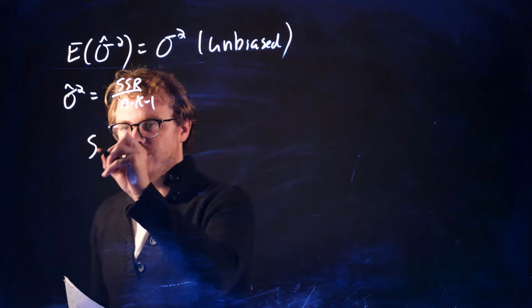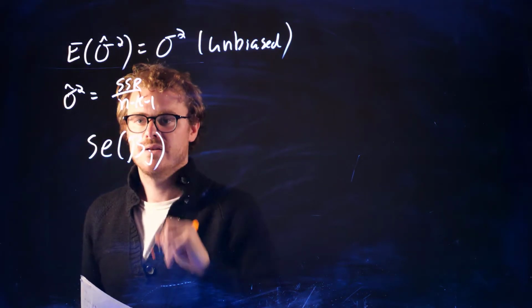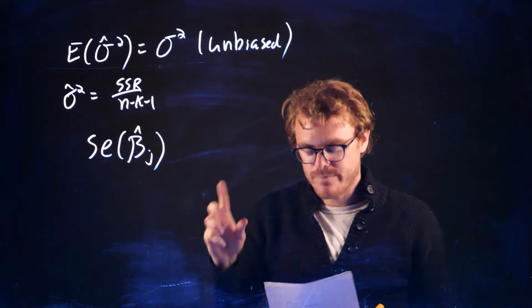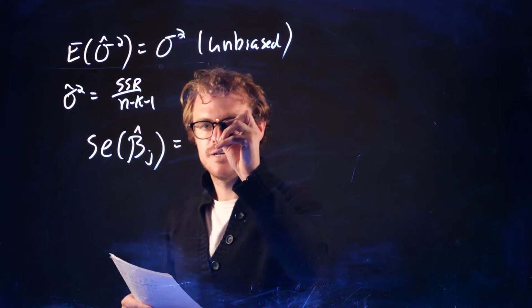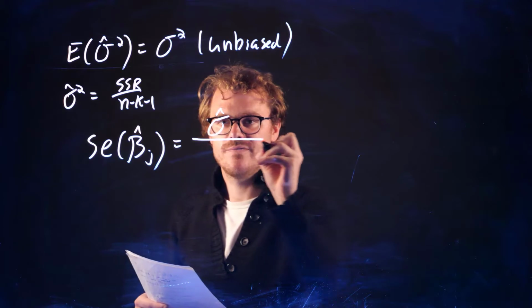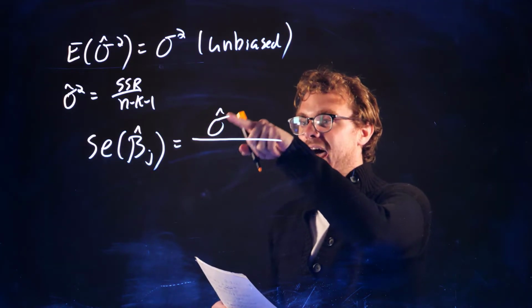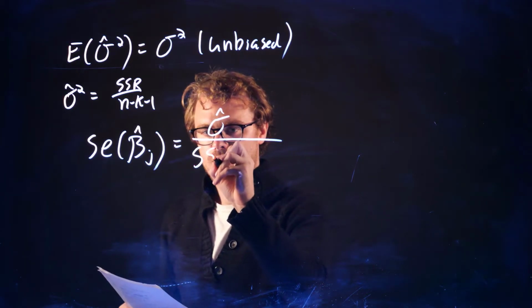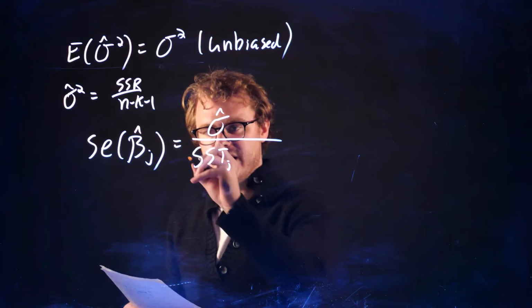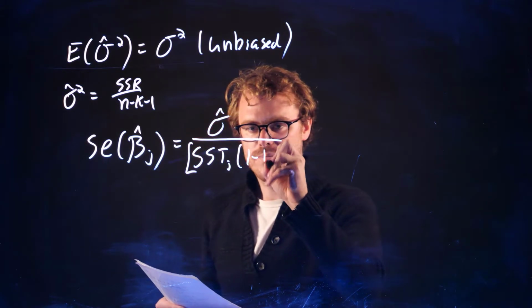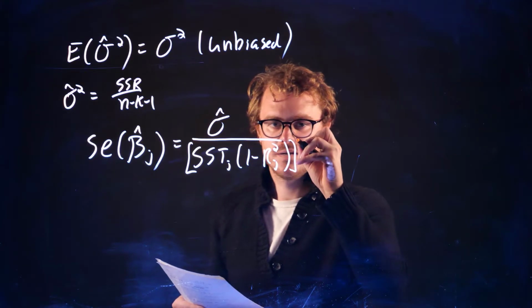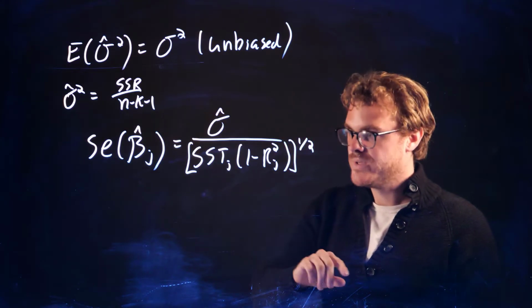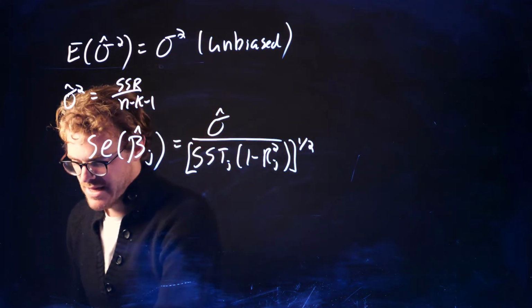And so our standard error of beta hat j, which is going to be really key for hypothesis testing about one parameter, is going to be equal to the square root of the variance, so just sigma hat rather than sigma hat squared. Got rid of the squared and we took the square root, over SSTj, we're going to put this all in brackets, 1 minus R squared j, to the 1/2. So we're taking the square root of the denominator of our variance formula as well. So this is the formula for the standard error.